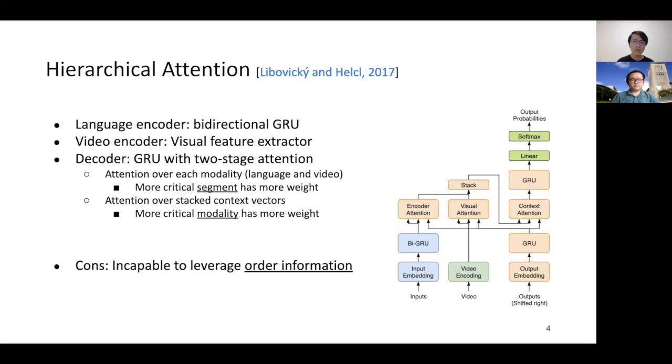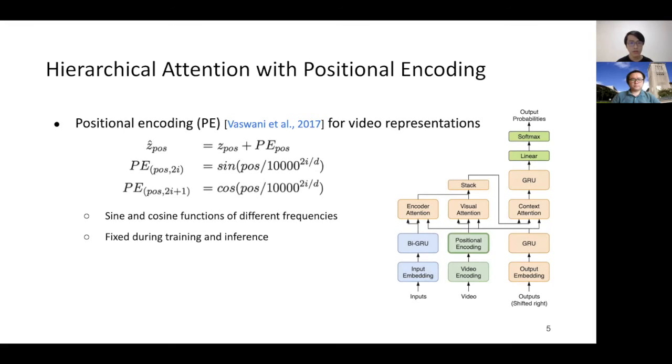However, this model has one critical problem. It cannot leverage all the information from videos. To address the problem mentioned before, we employ positional encoding for the video representations. The positional encoding here is the same as in the transformer. Technically, we inject a positional encoding into video representations right after the video encoding. In the figure on the right side, we highlight the positional encoding as a green box with a bold line.